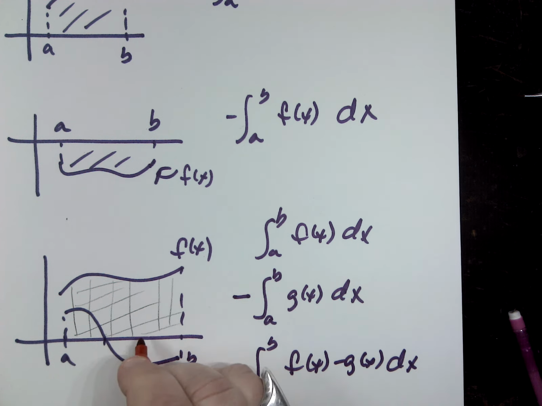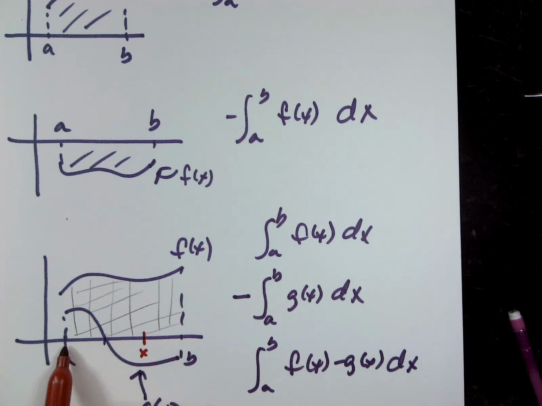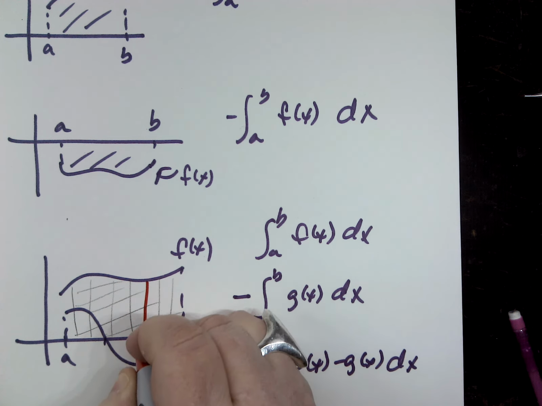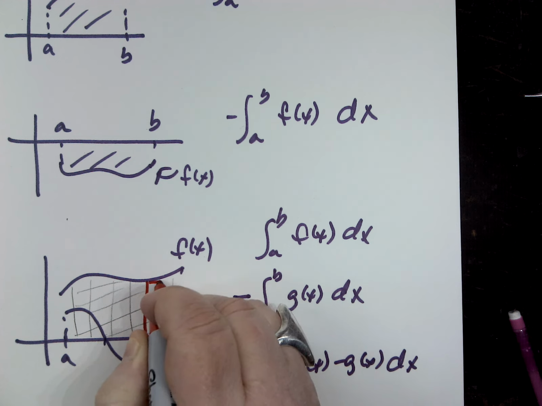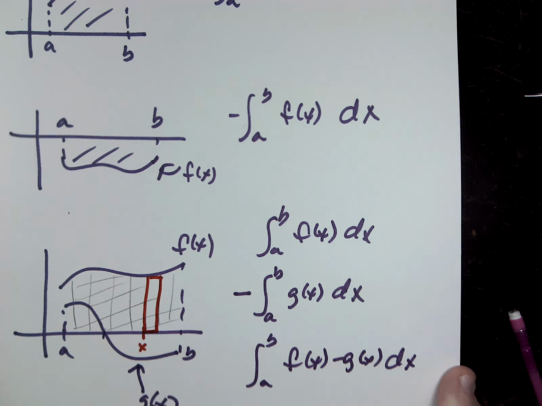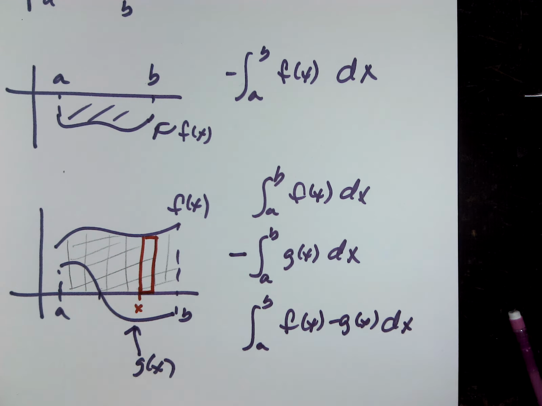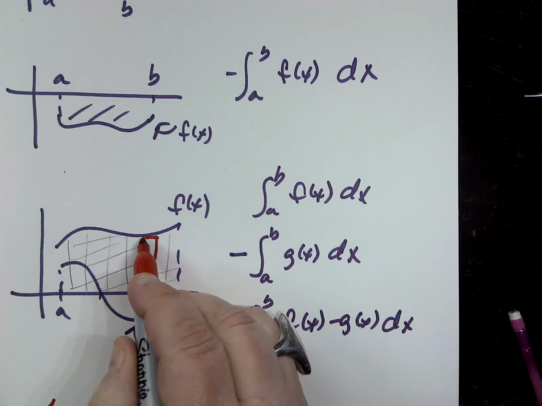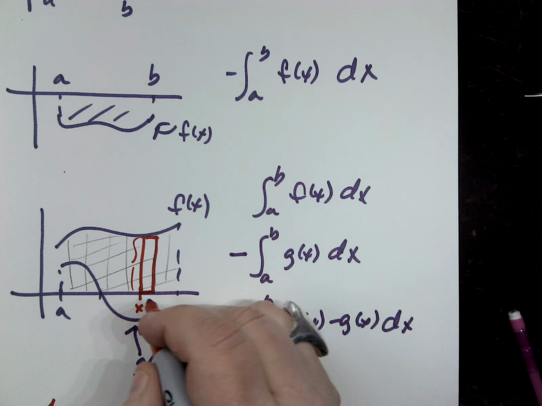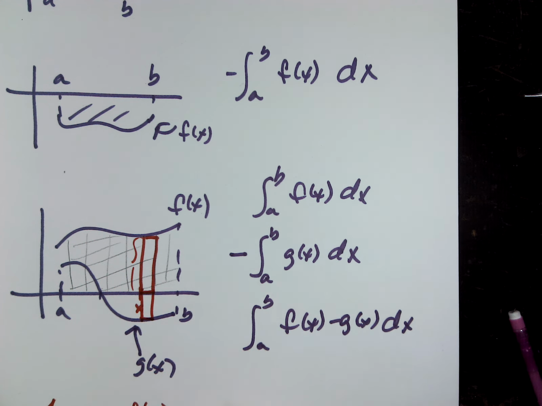And when we're doing these, I mentally try to think of what is, I'm going to pick a generic x in the middle. Keep in mind this x is supposed to stand for everything between a and b. If I cut it here, there's my little rectangle there. Now the area of the rectangle is approximately f of x, because that gives me the height, minus g of x.